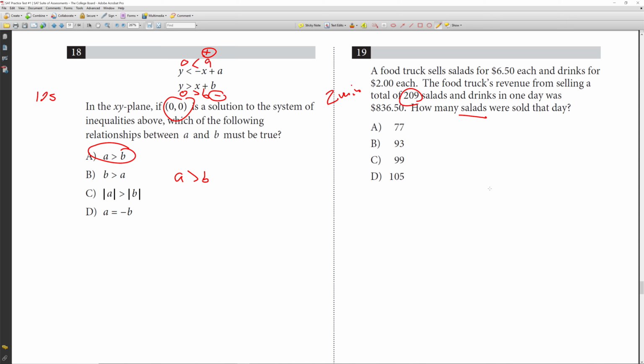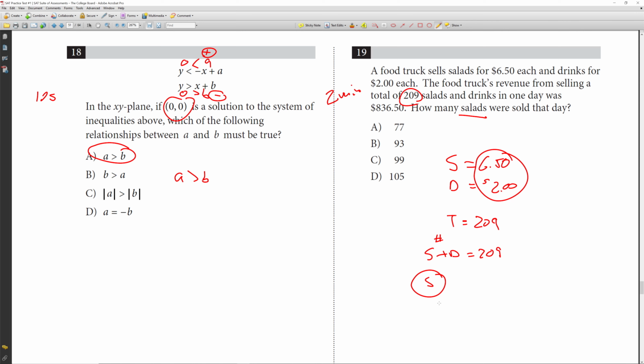So how do you approach this? So we know that salads is equal to $6.50 each. We know that drinks is equal to $2 each. And we know the total amount is 209. So the first step is to set up an equality, which is salad plus drinks is equal to 209. This is the count, not the actual price. So once you have this, we could do the salad first.